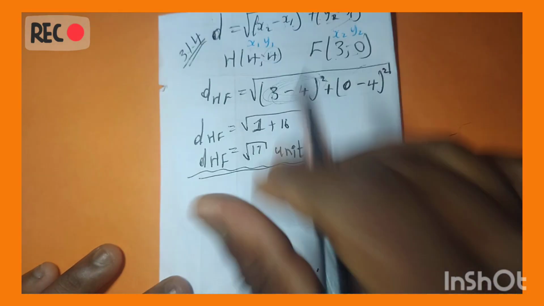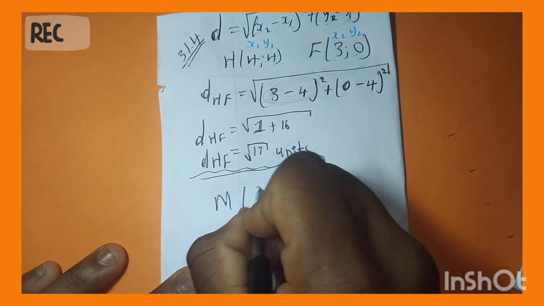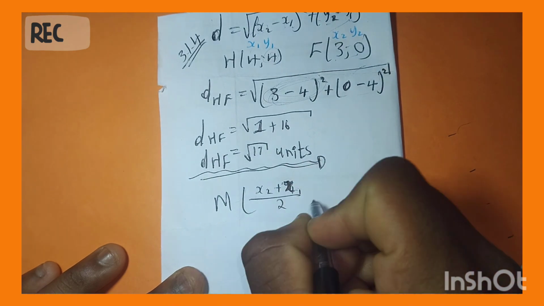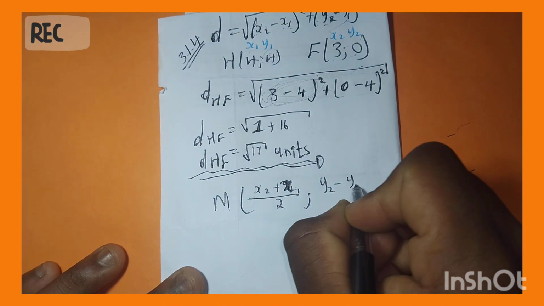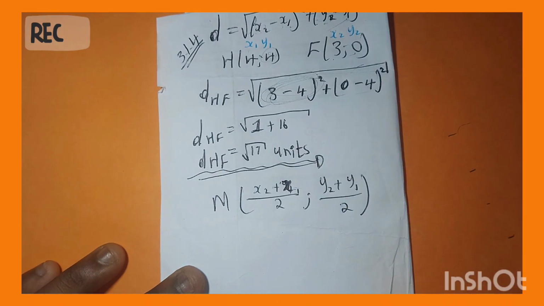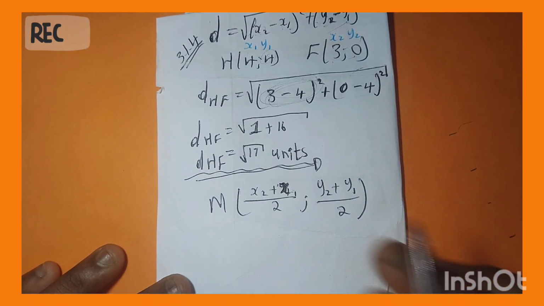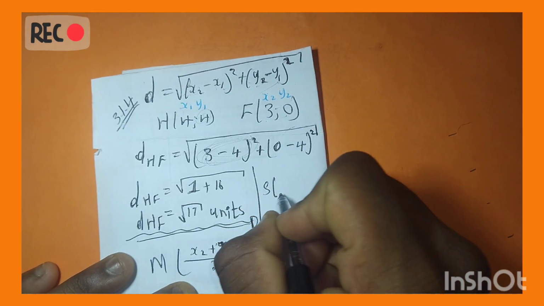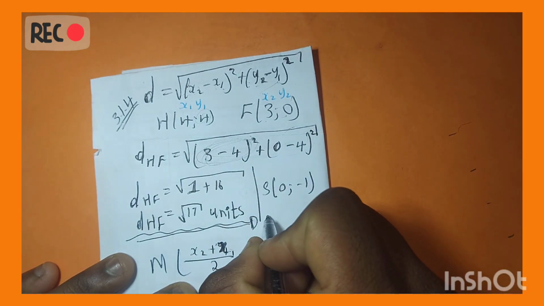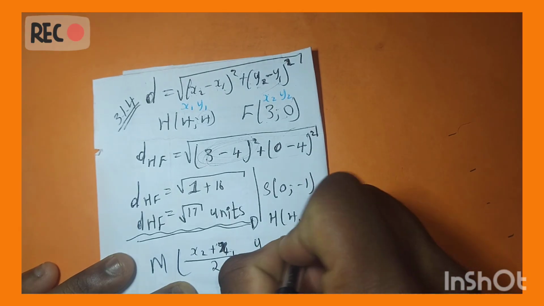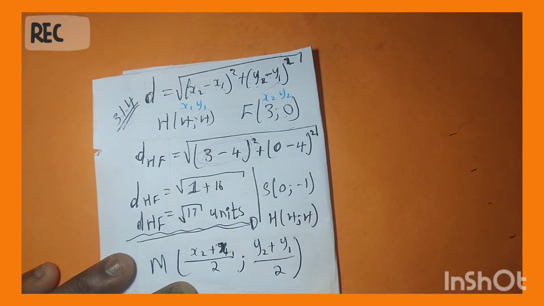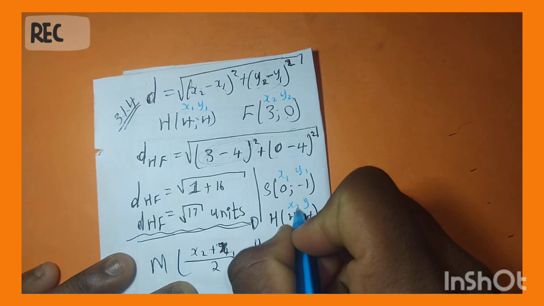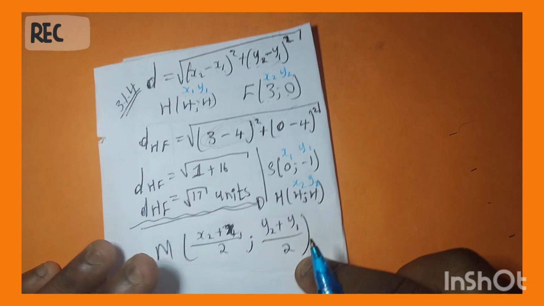So this is the equation that you will use: (x2 plus x1) divided by 2, and (y2 plus y1) divided by 2. Do you see this? And now let me focus on those two points. The point S, guys, if you check, it's (0, -1). And our H is (4, 4), whereby here I can say it's point 1 and point 2. Yeah. So this is what I will do.